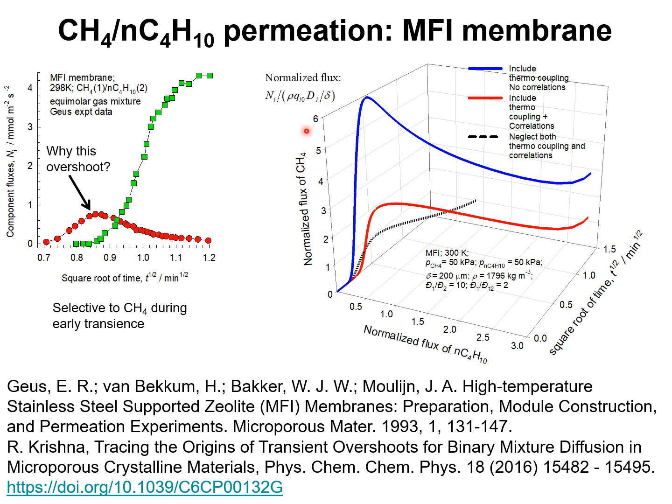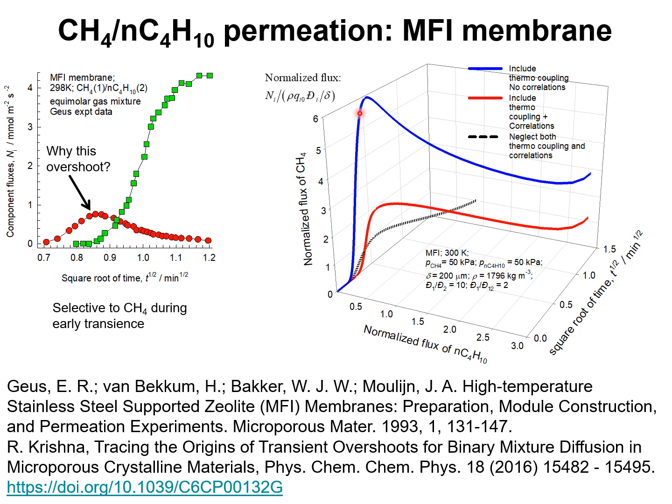This is the normalized flux of methane. This is the normalized flux of normal butane, and this is the square root of time, the time in minutes. The 3 different models are shown here.